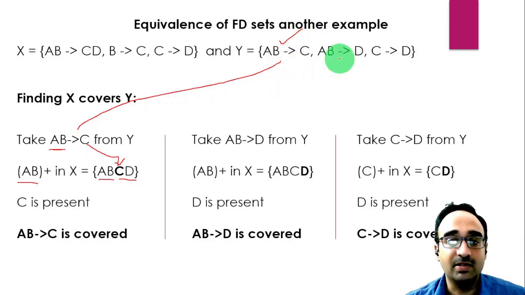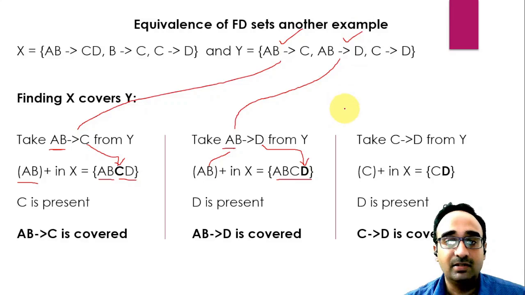Similarly, take the second FD AB to D and do the same process. Calculate the closure of LHS AB plus. You have calculated it in the previous step itself, so it is ABCD, and the RHS D is available in the closure, so we can say that this is also covered.